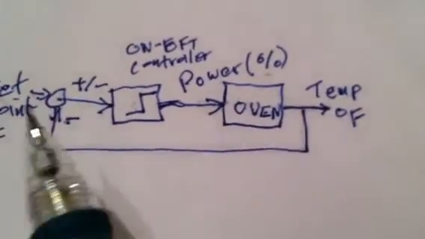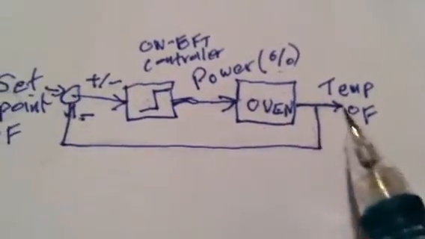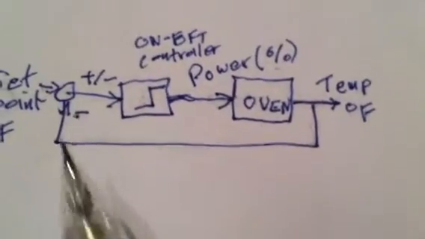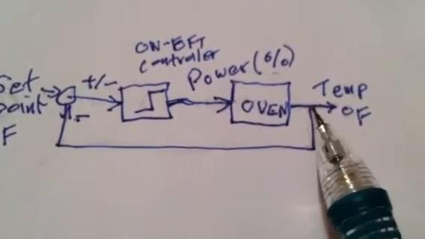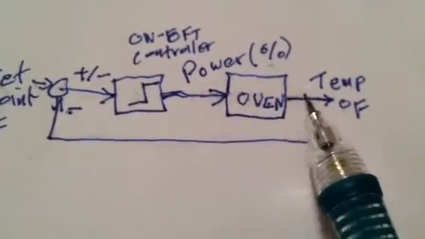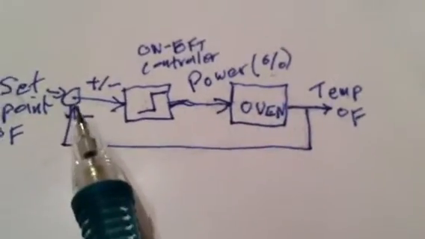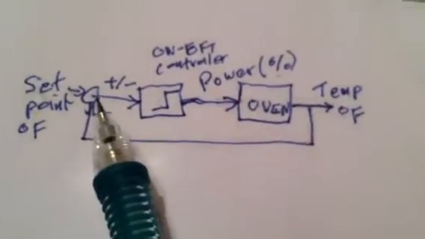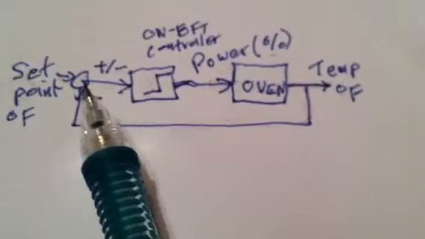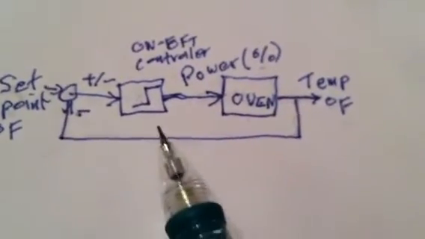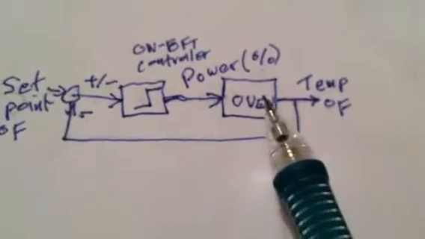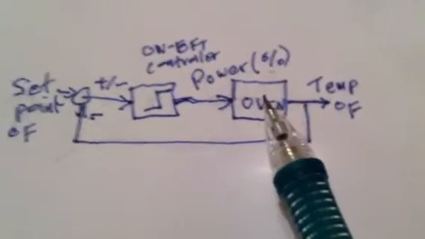It's closed loop because these lines go around a complete cycle, and it's called feedback because the signal that comes out of the system is sent back into the difference point back here. And this is the controller, and this is the system that we'll be studying.